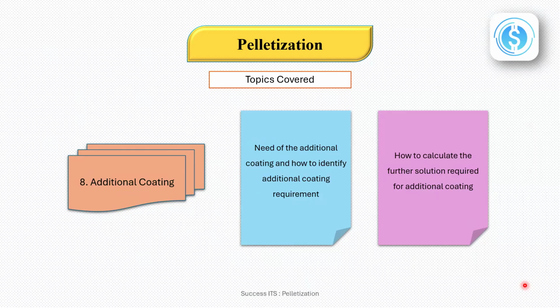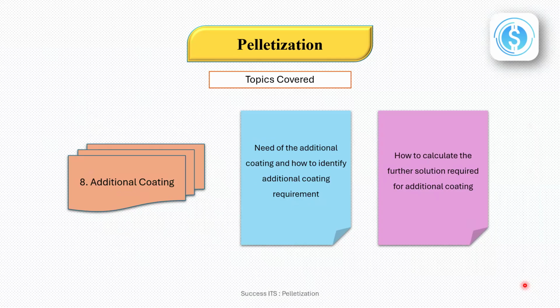In the eighth session, we will understand the concept of additional coating in the pellet manufacturing process. Sometimes after the initial coating is completed, the pellets may not achieve the required coating weight gain or desired product specification. In such cases, additional coating is carried out to meet the final product requirement.